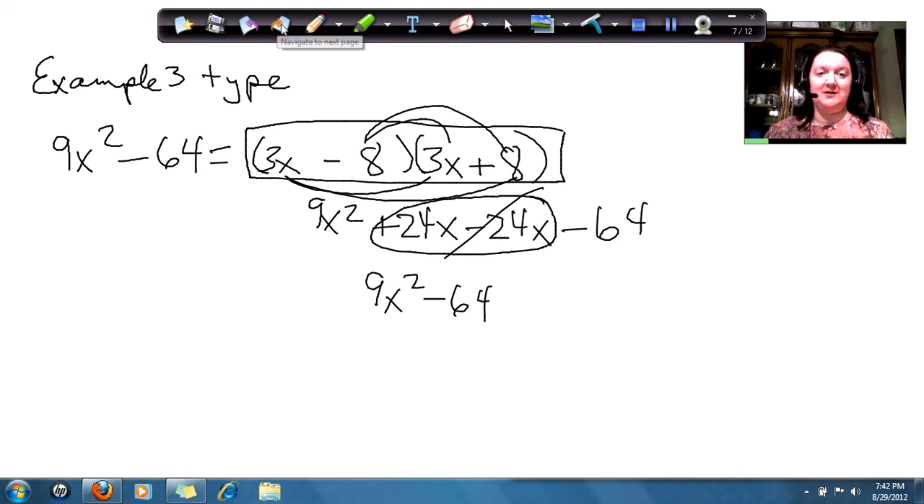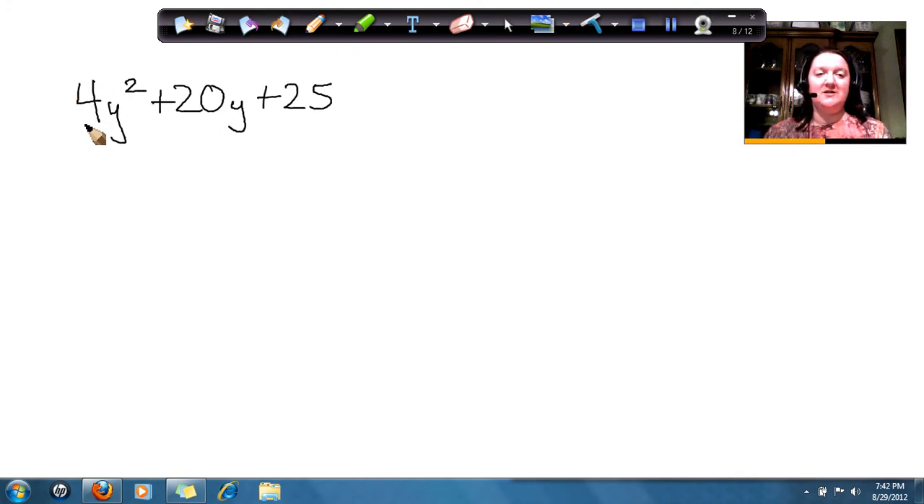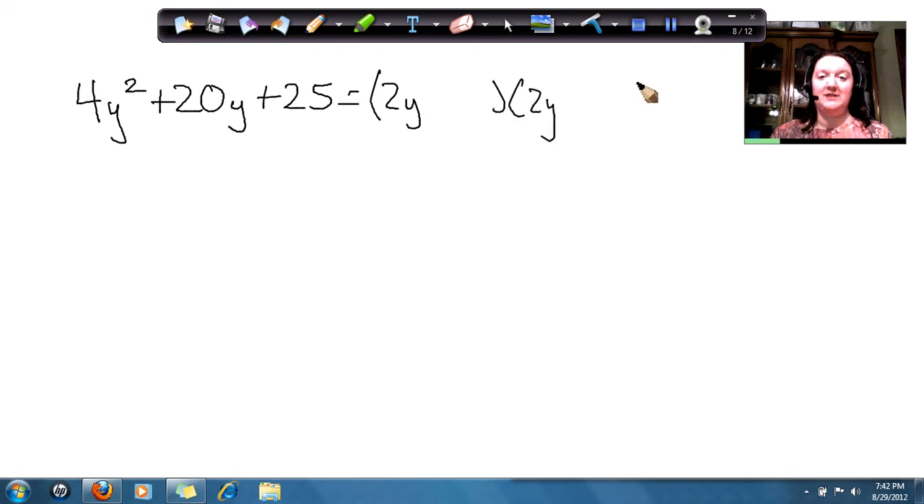Let's look at another example. Here I want you to look at the first term and the last term. You'll notice again that 4 has a perfect square root and that 25 has a perfect square root. Well, let's see if we can somehow write factors so that we end up with outside and inside terms that add up to 20. So if you think about 4, its perfect square root would be 2. And if we think about 25, its perfect square root would be 5. And because this number in the middle is positive, I'm going to make both of these positive.